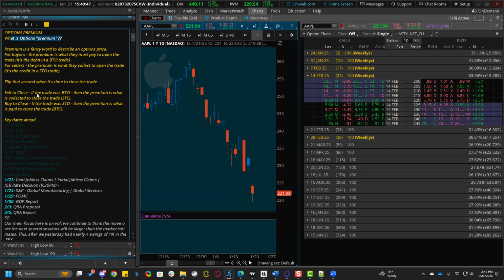But if we flip all of that around when it's time to close the trade, if we sell to close, if the trade was buy to open, then the premium is what is collected to close the trade in a sell to close situation. If we buy to close, if the trade was sell to open, then the premium is what is paid to close the trade in a buy to close situation. You see how it doesn't matter if we're opening or closing, and it doesn't matter if we bought it or sold it. Premium is still just the price of the option.